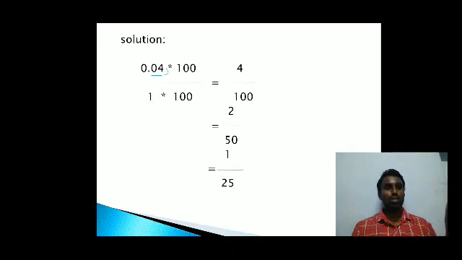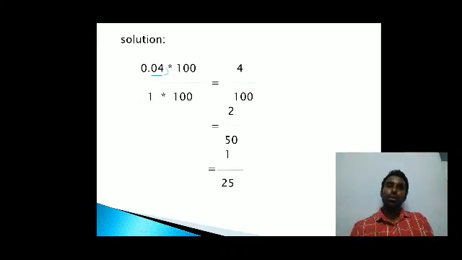Two digits means 100. If 3 digits are present, we have to multiply by 1000. If it is 4 digits, we have to multiply by 10,000. So why, sir, do we have to multiply? Because once we multiply, we will get a whole number, so that is why we are multiplying.